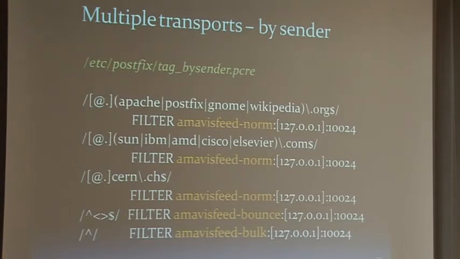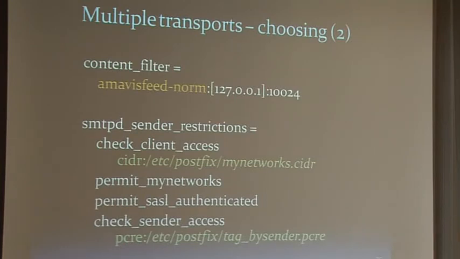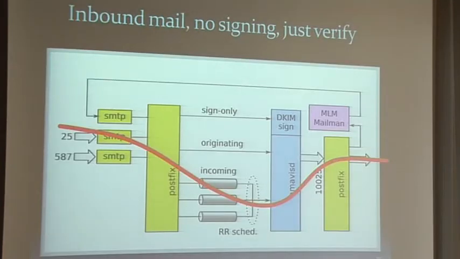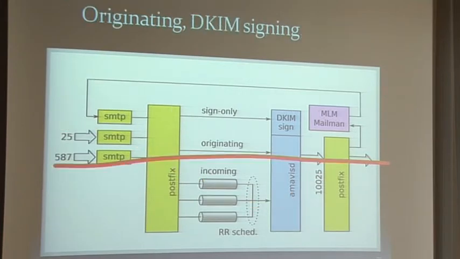The same thing here. So for example, the regular mail comes from port 25, goes to Amavis, goes out. For originating mail, it comes on the submission port. Postfix is configured to send mail to a dedicated TCP port on Amavis, where a policy bank gets loaded, and this way Amavis knows the mail is coming from our own users, either authenticated roaming or from internal networks.